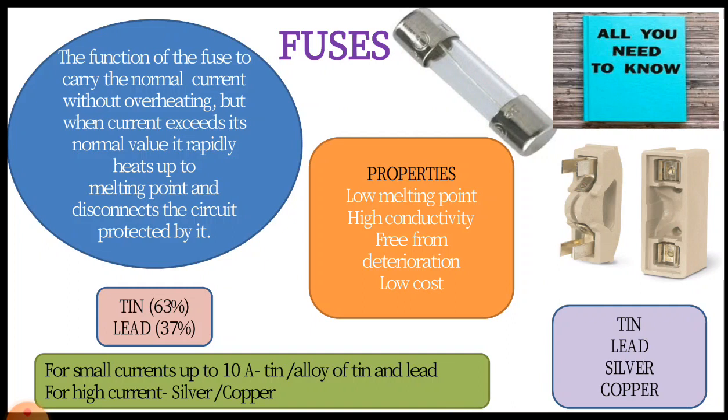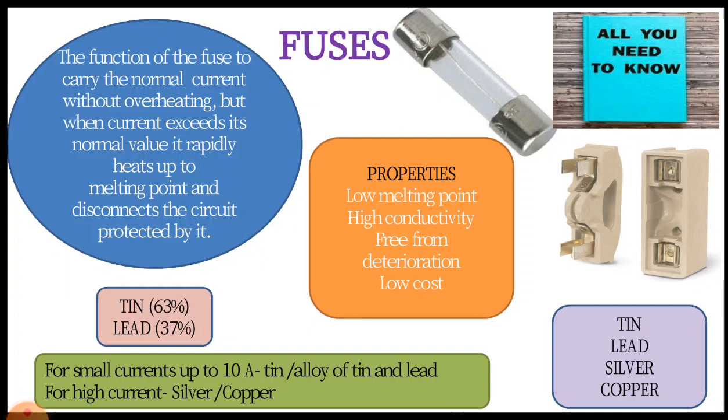And there are several materials we use as fuse. They are tin, lead, silver, copper. Here tin and lead have low melting point, silver is free from deterioration and has high conductivity, and copper has low cost. So there is no material that possesses all these four properties for a fuse. So we are using an alloy of tin and lead as a fuse material. The commonly used fuse material is the alloy of tin and lead.